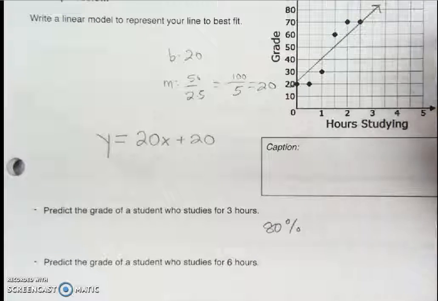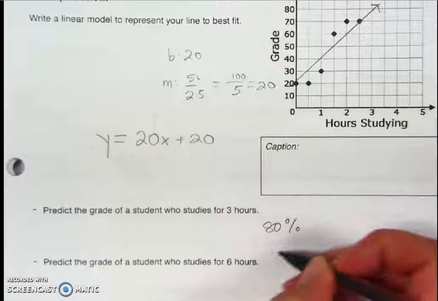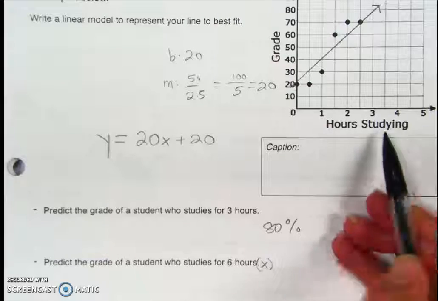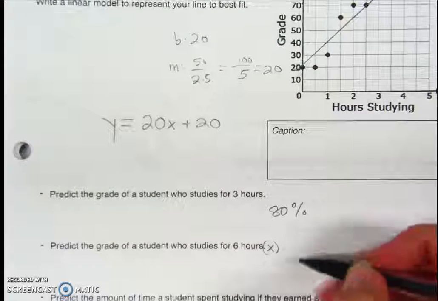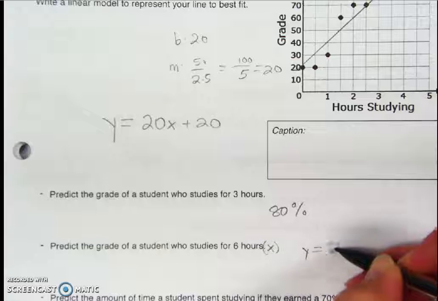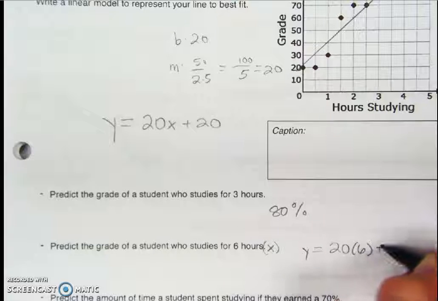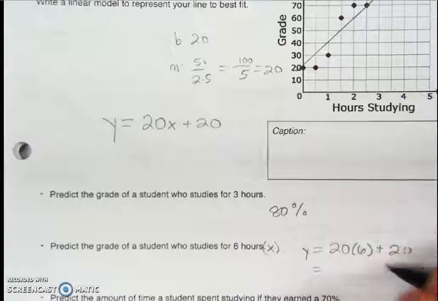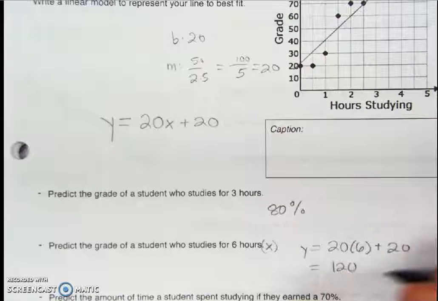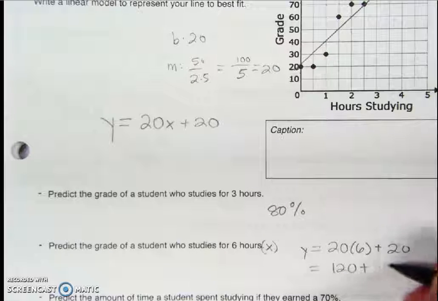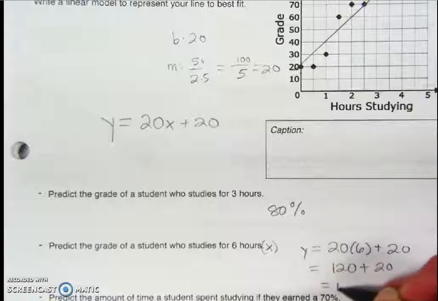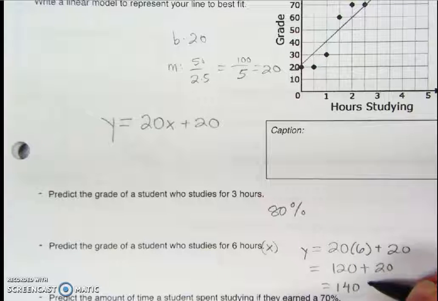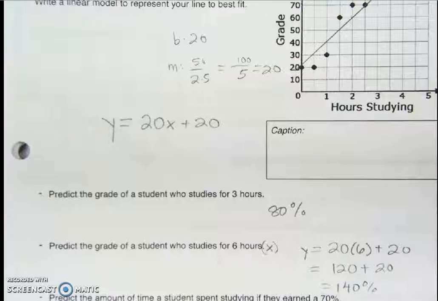If you study for 6 hours, we can't see that on there, but hours is X because of what the graph says. And so if I plug that in for X, Y would equal 20 times 6 plus 20, you'd at least get a 20% in a class for that. So 120 plus 20, so 140% in the class. Wow. If you studied for 6 hours for an exam.